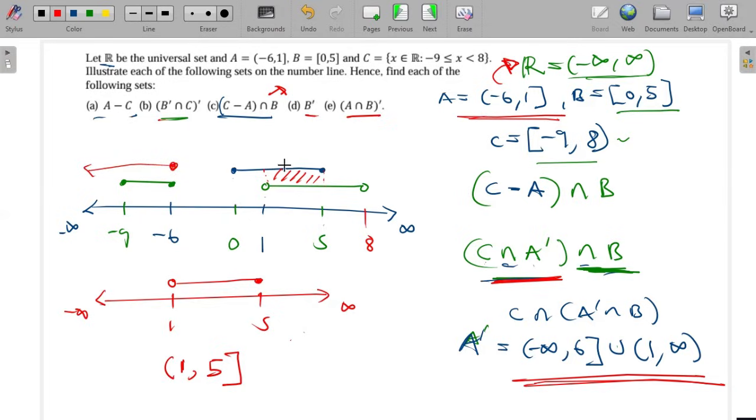And then where is the other point? At 1 there, it's going to be what? To be open, and it's going that way to infinity. So let me just write it out, just in case you're not following.